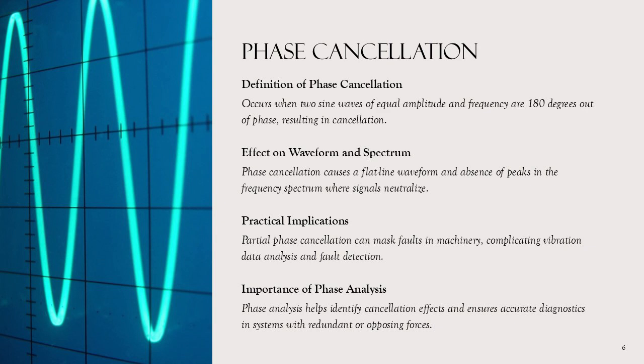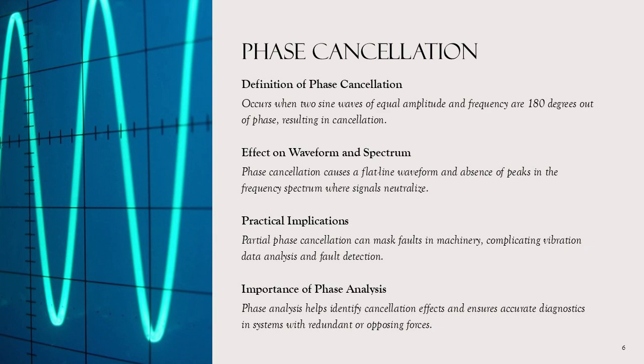Phase cancellation occurs when two sine waves of equal amplitude and frequency are 180 degrees out of phase. In this condition, the positive peak of one wave coincides with the negative peak of the other, resulting in complete cancellation and a flatline waveform. In the spectrum, this manifests as the absence of a peak at that frequency, indicating that the combined effect of the two signals is zero.